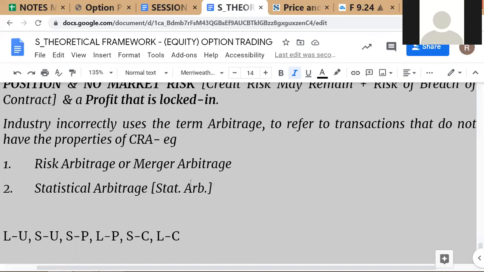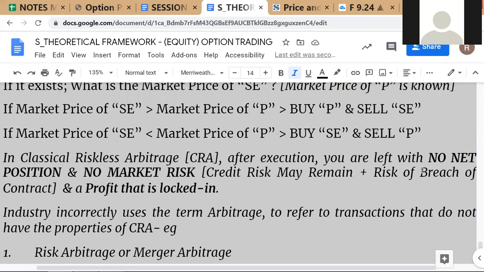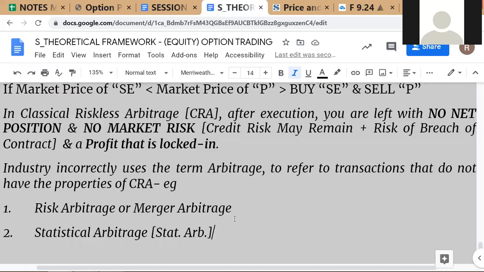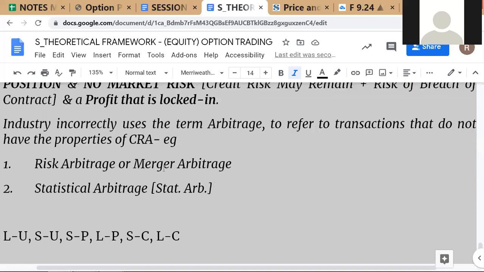The reason they attempted to use this word is that in all these cases, they are buying one and selling the other. So there is no net position generally, okay? But there is a market risk, so they should not have used the word CRA. And profit is not locked in, okay? So therefore they should not have used the word CRA. So you understand what risk arb is? This is also called risk arb, or merger arb, both. People just say arb for arbitrage, so you'll understand what that means.